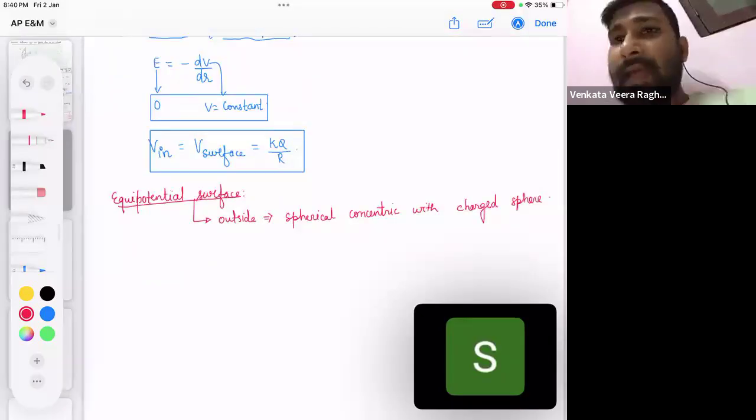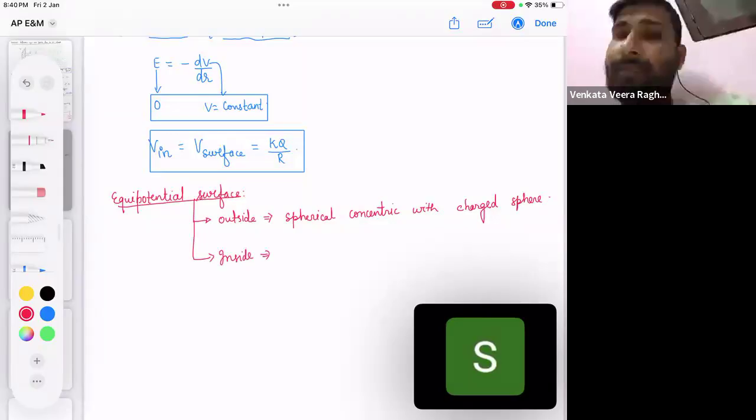And inside, what will it be? Now you are going to get an interesting answer. What kind of equipotential surface will be inside?